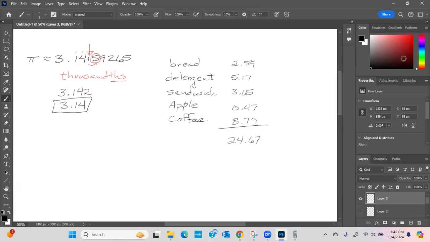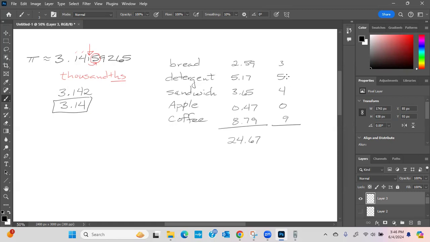So maybe I round these to the nearest dollar. Well, the bread, that's like $3 because the number to the right is 5. The detergent would be 5. The number to the right is 1. The number to the right of the 3 is bigger than 5, so we'll round that up. The number to the right of the 0 is less than 5, so we'll just drop it. The number to the right of the 8 is larger, so we'll add that up.